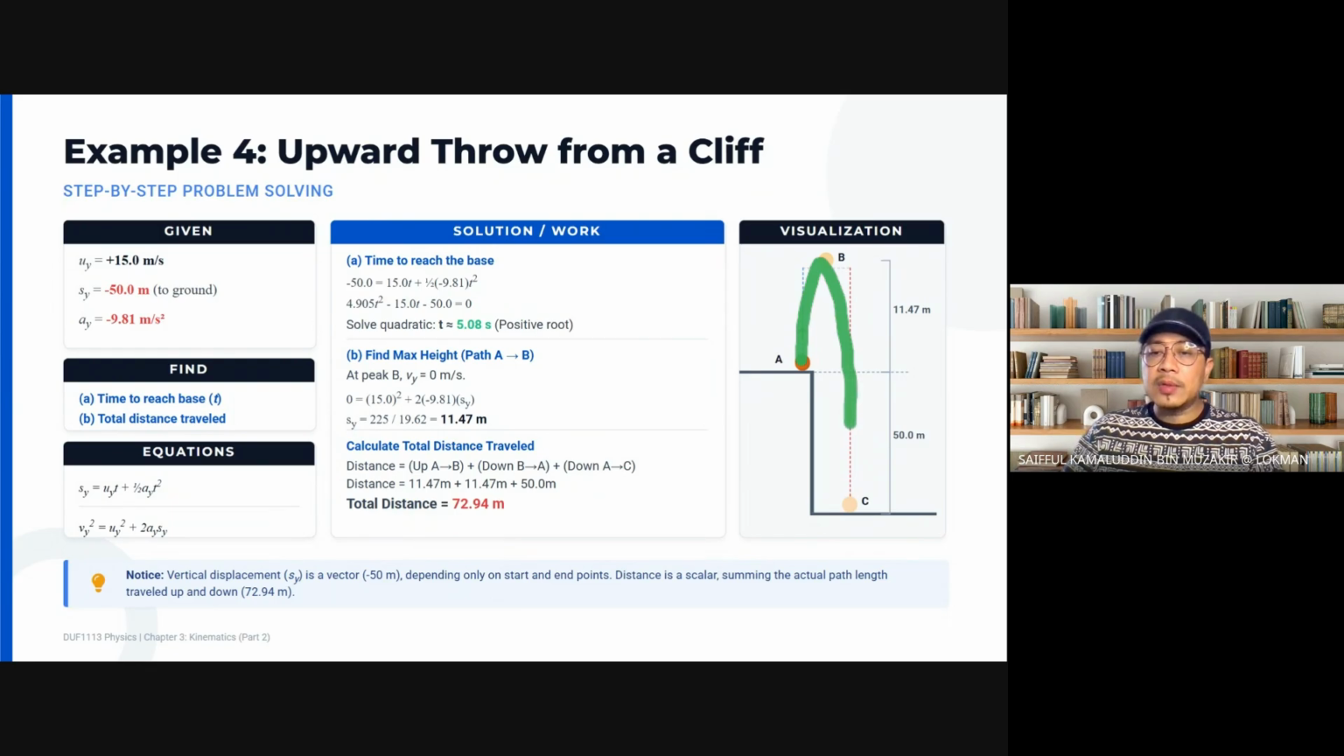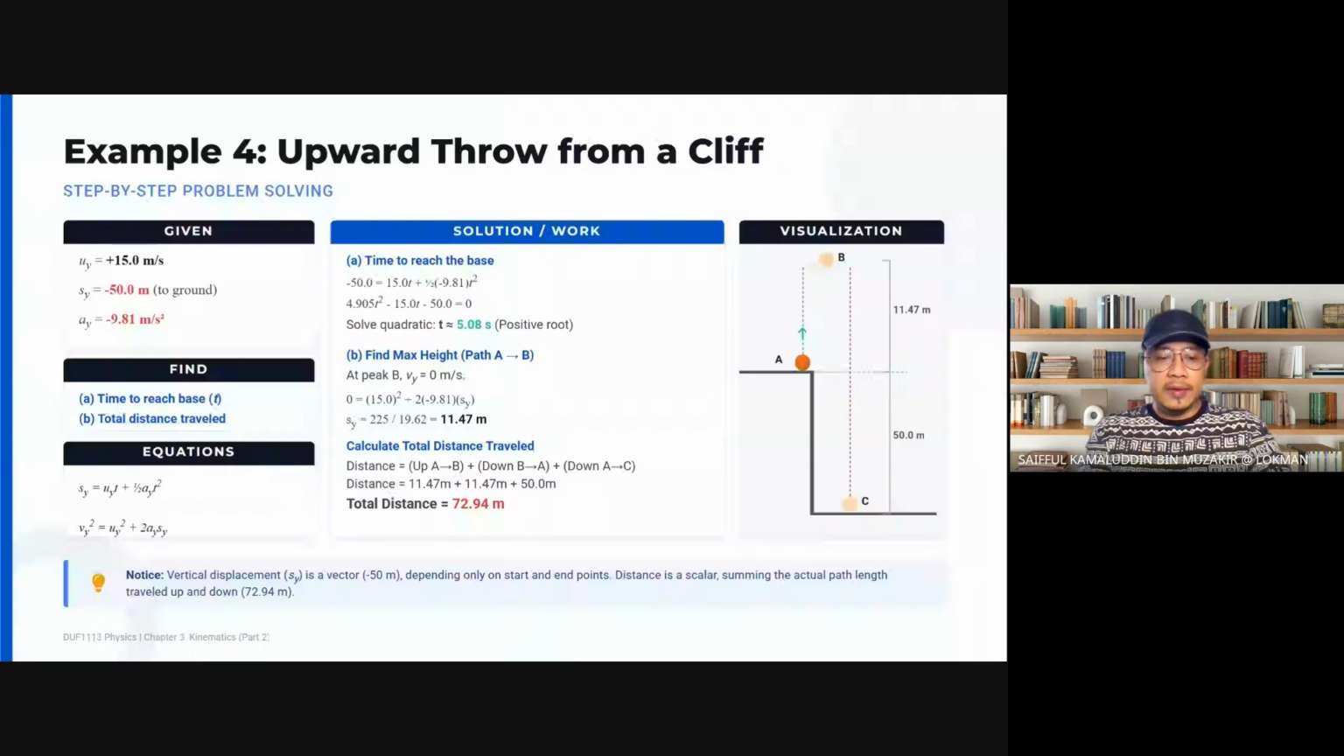So from A to C is 50 meter. There you go. You got 11.47 meter plus 11.47 meter plus 50 meter. You got 72.94 meter. Look, again, the question, I asked you about the total distance travel, not the displacement. Because if I ask you the displacement, it is always this one, that is the Sy equals negative 50 meter. I asked you about distance travel. The real distance travel, the length of distance travel, which is a scalar quantity. So you need to add up from A to B, B to A, and A to C. This is still very, very easy.